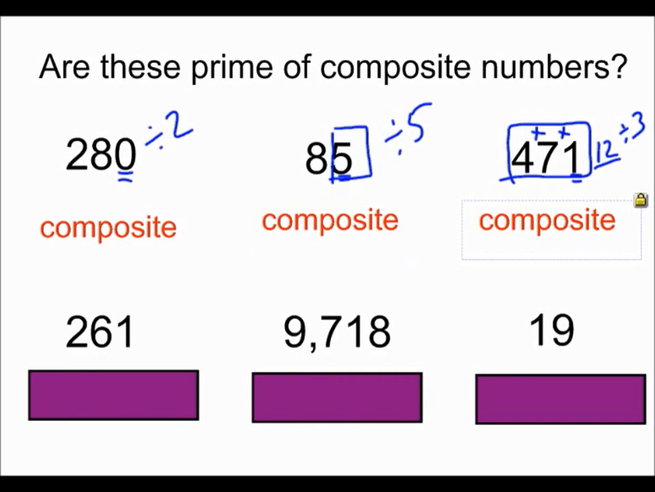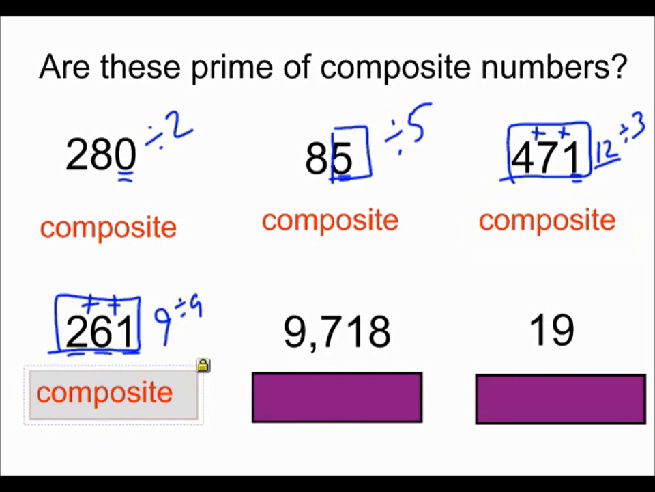261. Again, it looks like it could be a prime number. But if we add up the digits, 2 plus 6 plus 1, we get 9. And the divisibility rule for 9 is if you add up the digits, and 9 will go into the sum, which it will here, then this whole number is divisible by 9. Actually, 3 would go into that as well. So this is definitely a composite number.